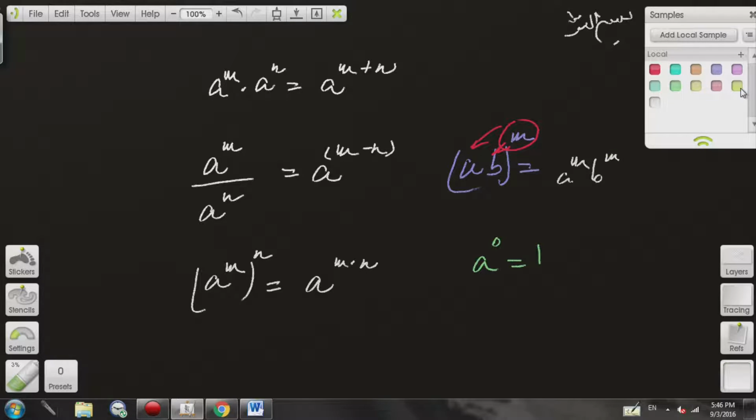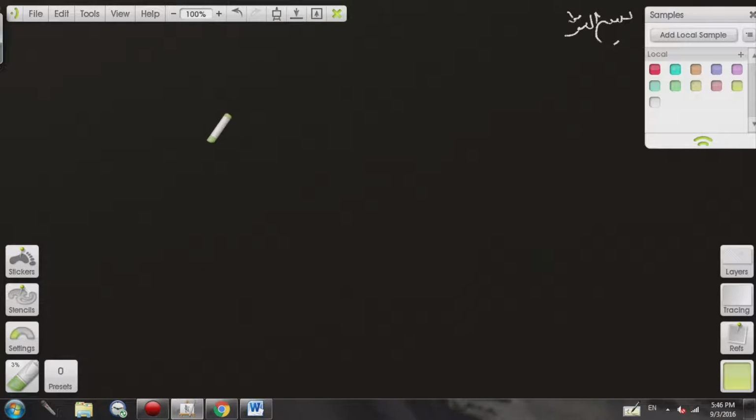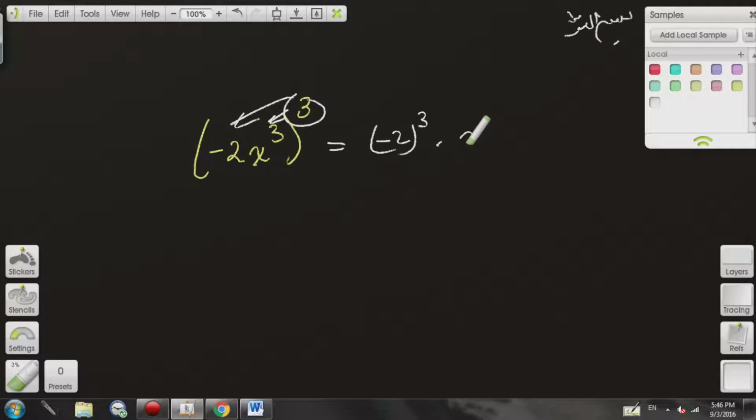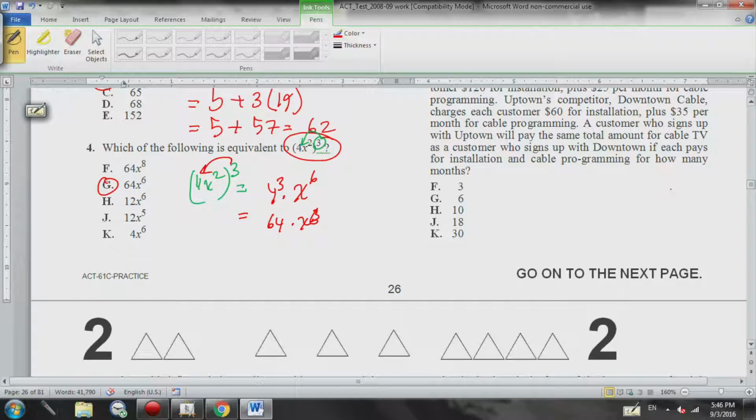One thing I just wanted to bring to your attention, and be careful: it's like this, minus 2x cubed to the third, okay? Then you distribute the 3 to both of these. That's negative 2 cubed times x to the 9. Negative 2 cubed is negative 8, x to the 9. So you have to be careful with signs, etc., so you don't make silly mistakes. Okay, so back to our questions.